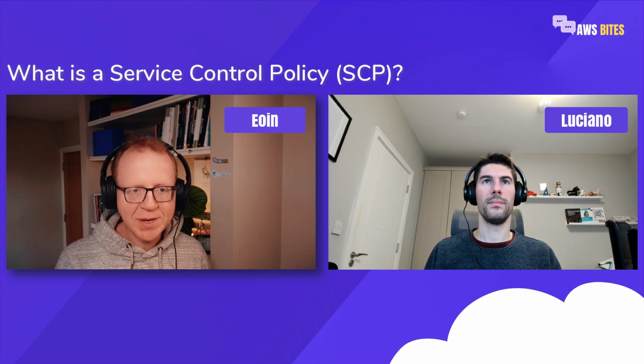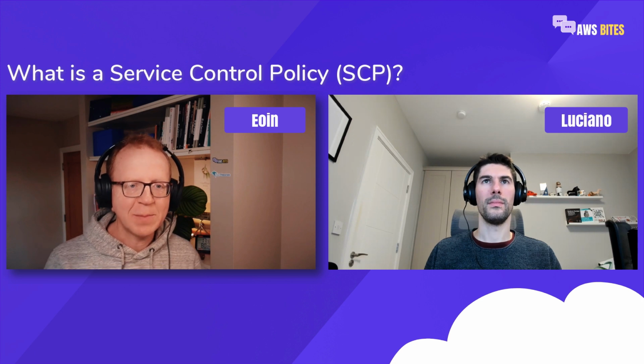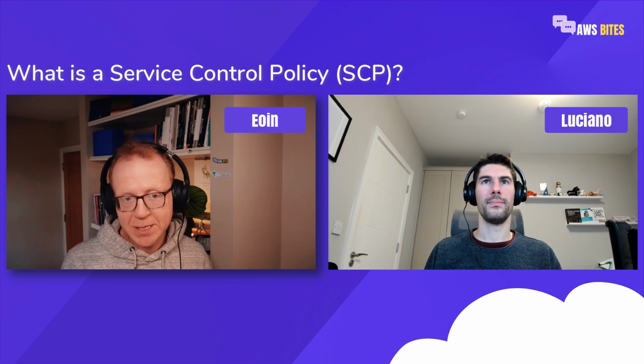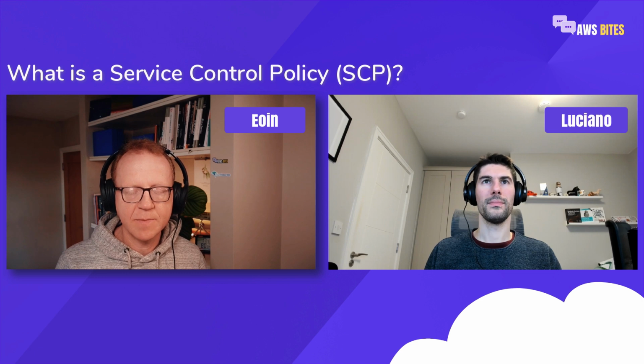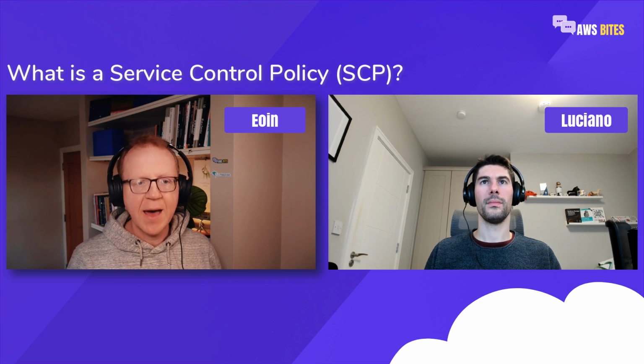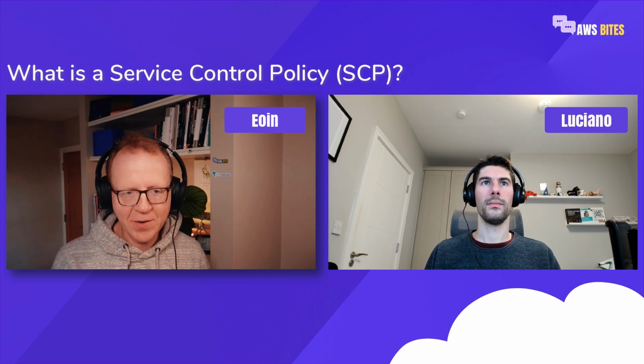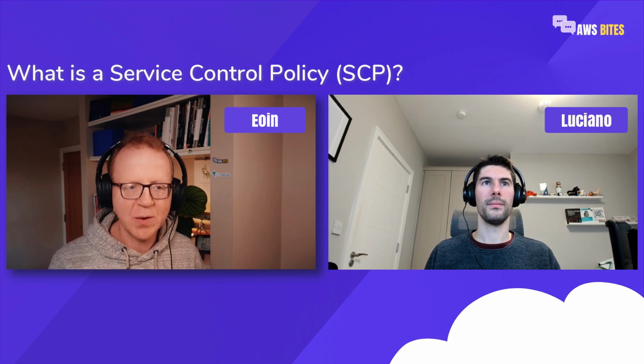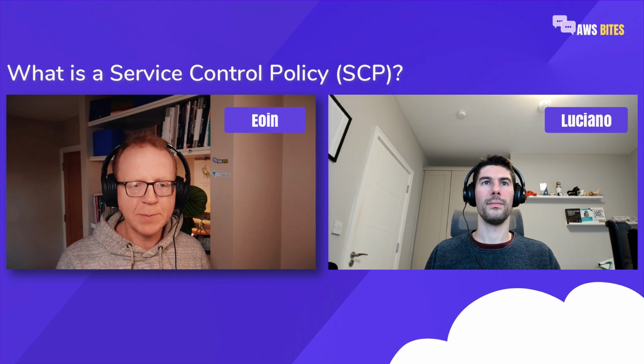Well, today we're going to help you in some way by covering one of the least understood policy types in AWS. SCPs, or Service Control Policies. By the end of this quick episode, you should know what an SCP is, how and when to use them, and you should be better equipped to troubleshoot access denied errors. I'm Owen, I'm here with Luciano for another AWS Bites.